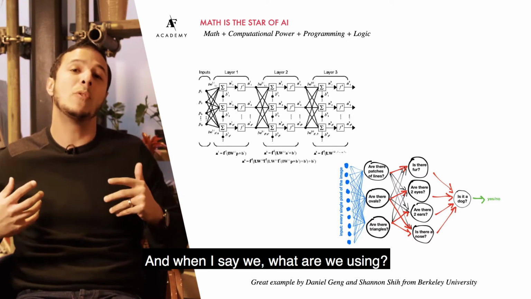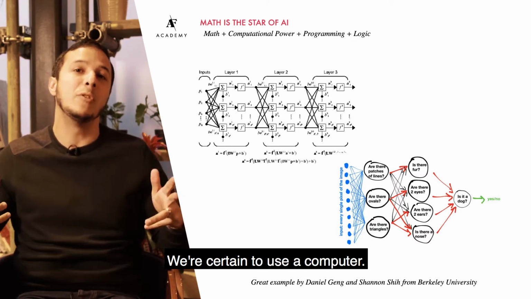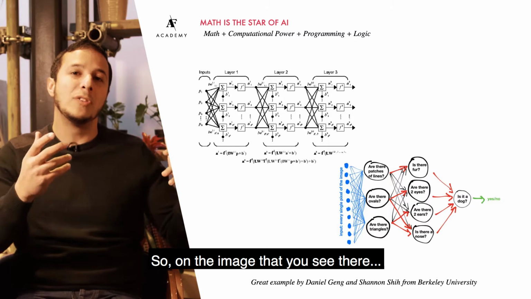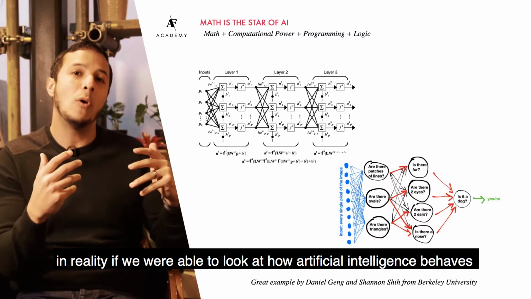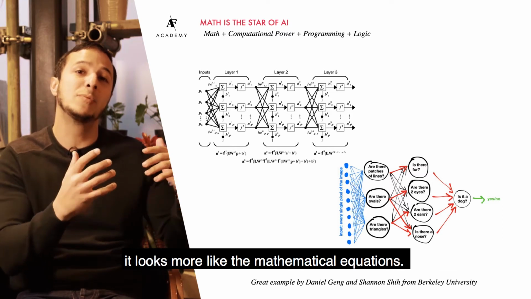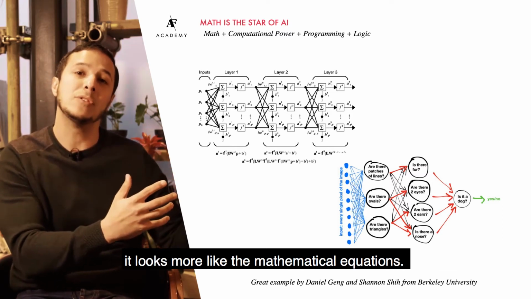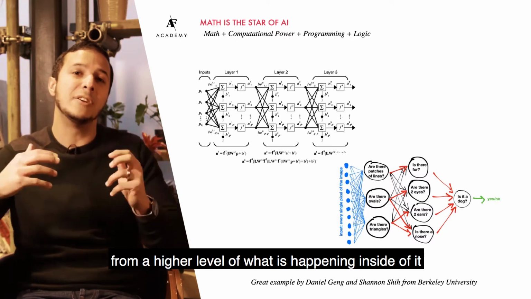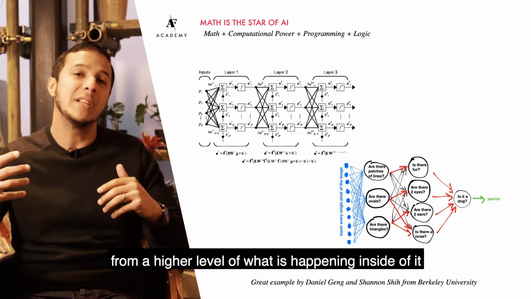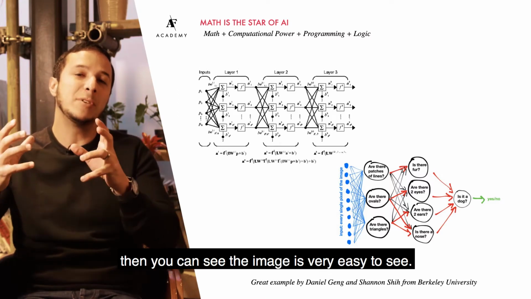And when I say we, what are we using? We're starting to use a computer. So on the image that you see there, in reality, if we were able to look at how artificial intelligence behaves, it looks more like the mathematical equations. But if we wanted to understand a little bit more from a higher level of what is happening inside of it, then you can see that image is very easy to see.